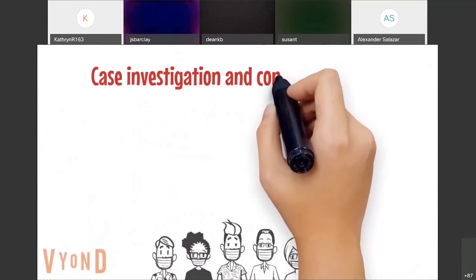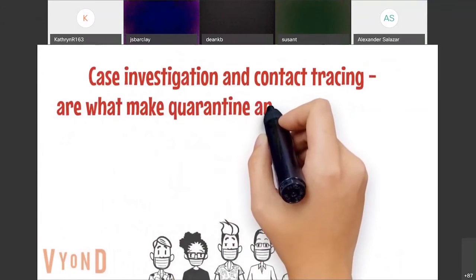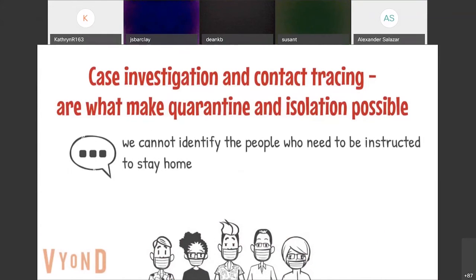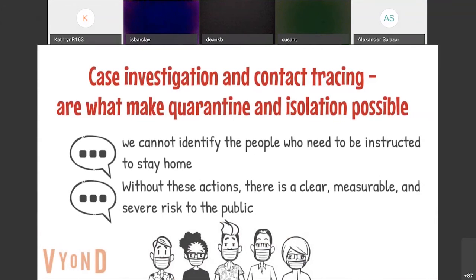Case investigation and contact tracing are what make quarantine and isolation possible. Without these tools, we cannot identify the people who need to be instructed to stay home. Without these actions, there is a clear, measurable, and severe risk to the public.